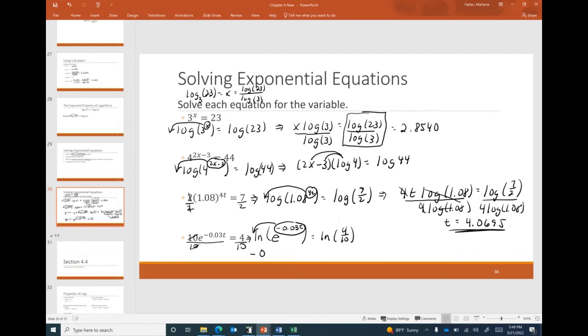Let's rewrite it. It's negative 0.03t times the natural log of e is equal to the natural log of 4/10, or 0.4. What is the natural log of e? Think about that for a minute. What exponent do I put on e to get e? It's 1. The natural log of e is 1. That's why I chose to use natural log here instead of log, because it's so much easier. Look, that's just gone because it's just 1. So now to solve for t, all I have to do is divide both sides by negative 0.03.